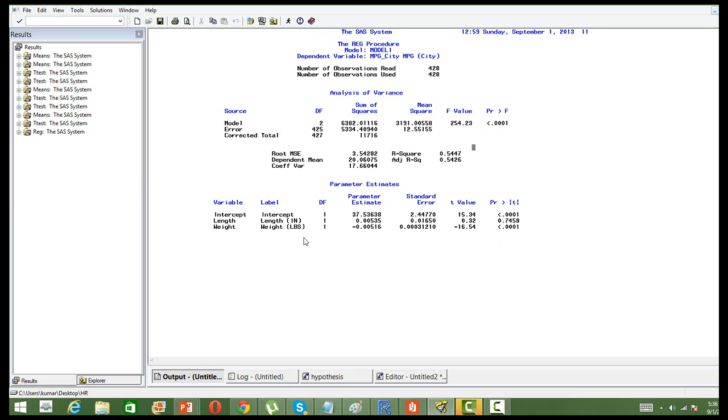Now, in the parameter estimates, you have the intercept and the slope coefficients for length and weight, with parameter estimates, standard error, t values, and the corresponding p values. Let me explain everything once again. Parameter estimate is just a slope value. Standard error is like an upper limit and lower limit. It will be more than this and less than that.